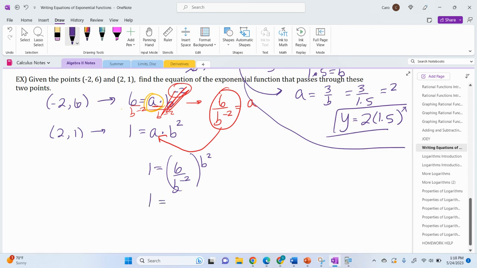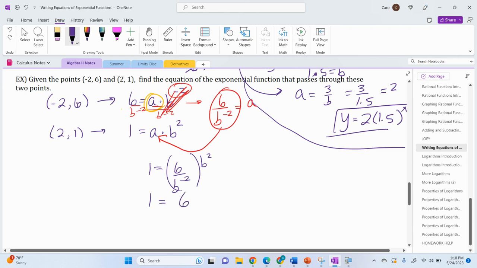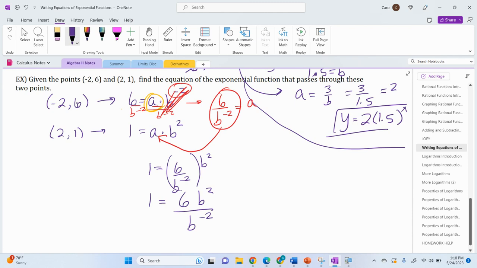So 1 equals, okay, there's a couple ways to do this. You have 6b squared over b to the negative 2. I'm going to go ahead and move this up to the top. So it'd be 6b squared, b squared. You definitely don't have to write all these steps out. I'm definitely writing more steps than you probably would, just to make sure you're following along. I'm going to keep trying to get b alone. So in this case, I'm looking at the 4th root of 1/6.